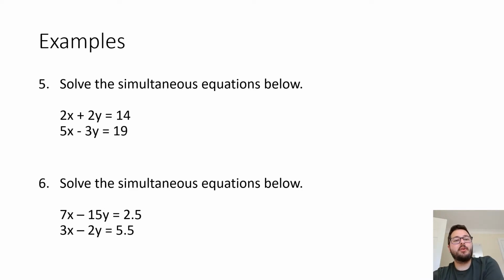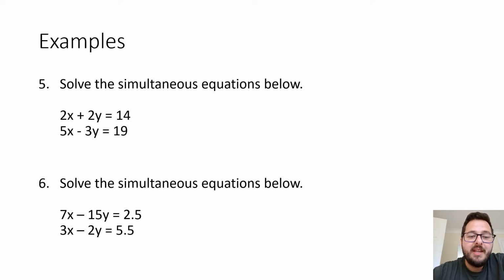Now let's have a look at something else. So these are even a bit more complicated because you don't have to just times one of the equations, you have to times both to make them match. So number 5 says solve the simultaneous equations below. So we've got 2x plus 2y is 14 and 5x minus 3y is 19. Now you can decide, do we want to make the x's match or the y's match? So for this one, let's make the y's match.